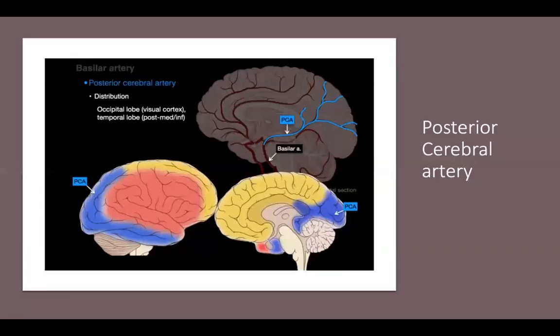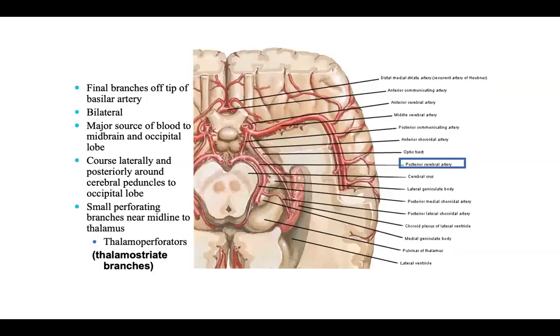Okay. Now for the posterior cerebral artery, that one is very easy because it only supplies the posterior part of the brain, which is mainly the occipital region. So this region here, the one in blue. And the inferior part of the temporal lobe, so the part that is left from the MCA and ACA is supplied by the posterior cerebral artery, but the main supply is the occipital lobe.